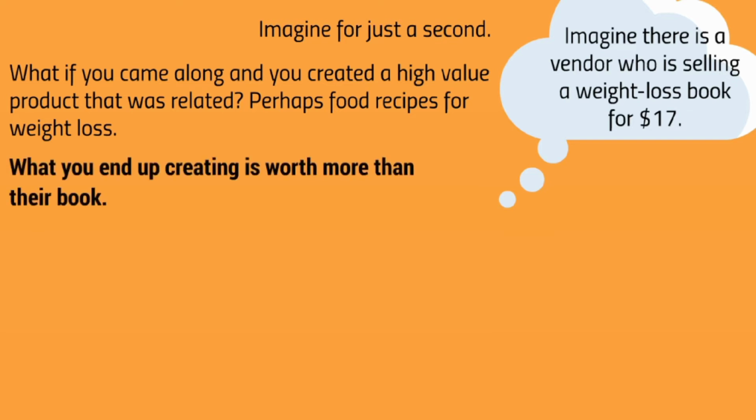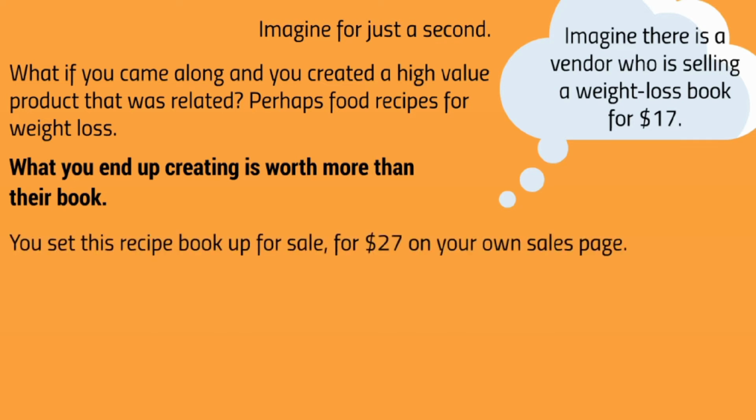And let's say you do that. You end up creating a book or a video that is worth more than their book. So in this case, you can set the recipe book up for sale on an actual sales page for $27, while somebody else is selling a $17 book or something lower. Basically, you want to make sure that your high value product is either double or a little bit more money than what they are selling, because it's going to get the vendor to more likely say yes.